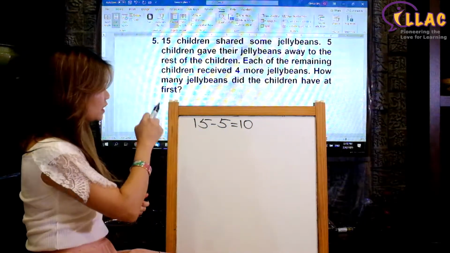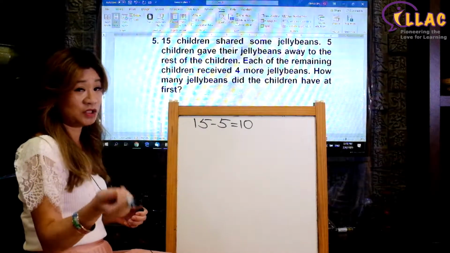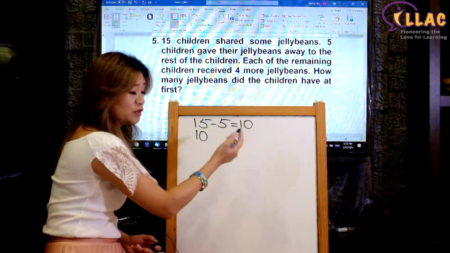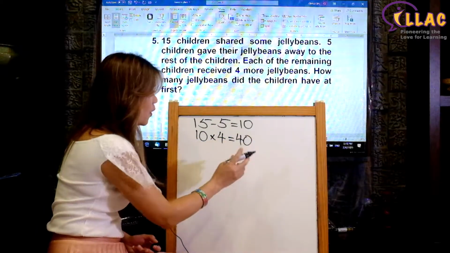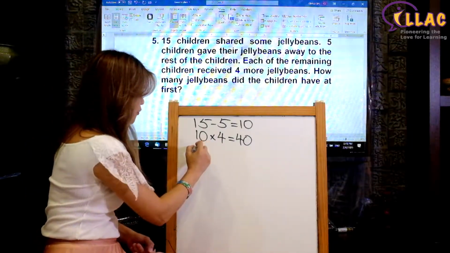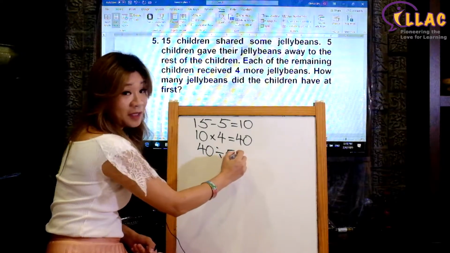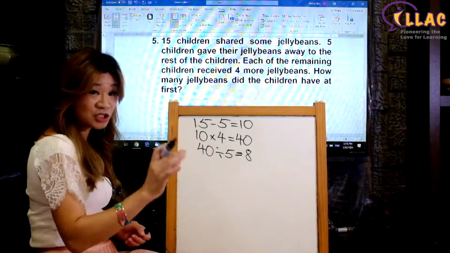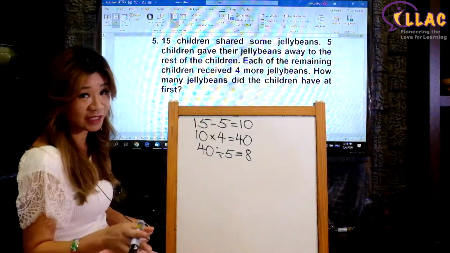Correct? So each of these remaining children received 4 more jelly beans, which means what is the total number that these 10 children received? These 10 children would have received 40 more jelly beans. And where did these 40 more jelly beans come from? They came from the 5 children who gave it away. Therefore, each of these 5 children initially had only 8 jelly beans.